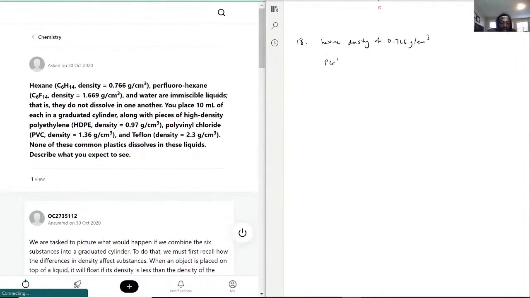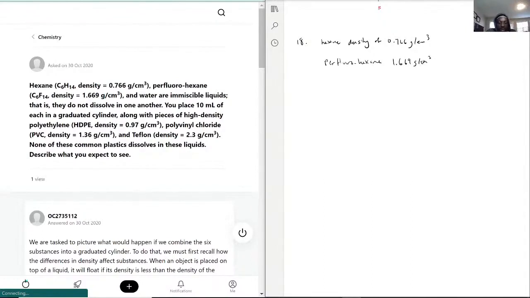Perfluoro-hexane. So it's kind of like hexane, but instead of hydrogens, they have fluorines, which makes it polar, because hexane would be a non-polar molecule. Perfluoro-hexane would most likely be polar. But yes, 1.669 grams per centimeter cubed. And water are immiscible liquids.